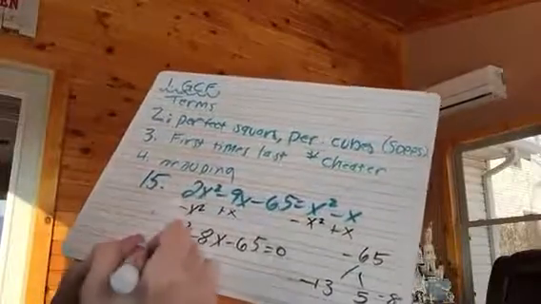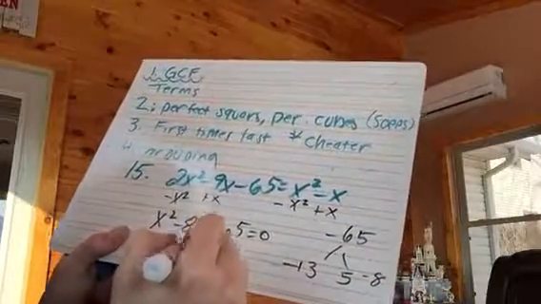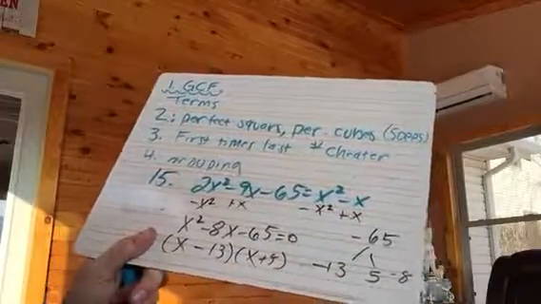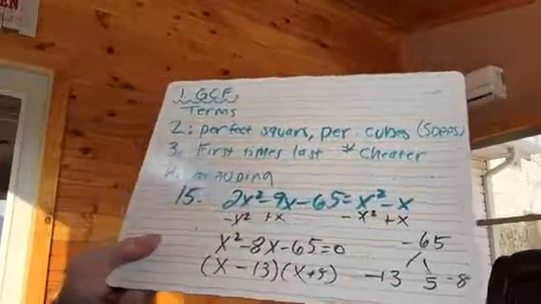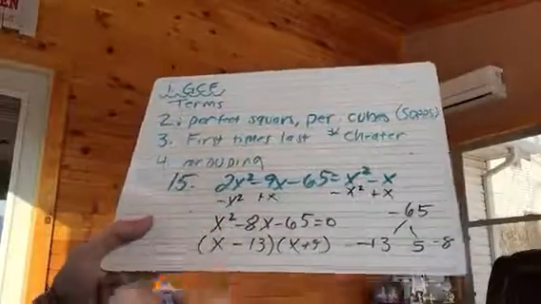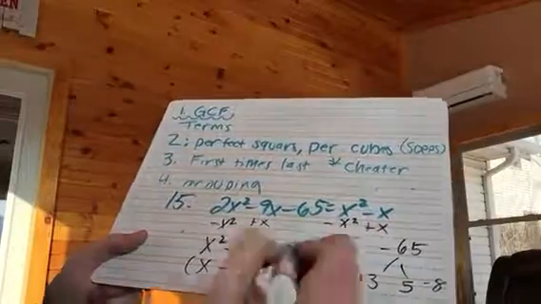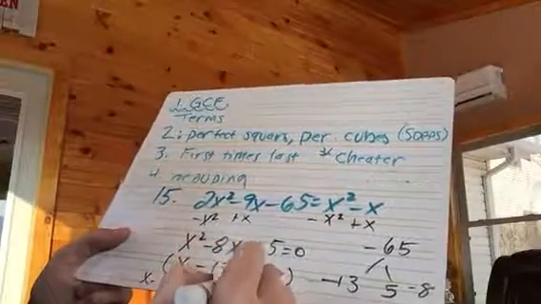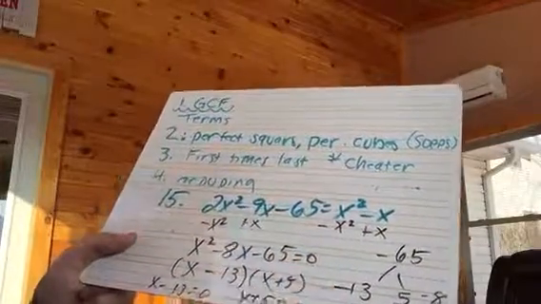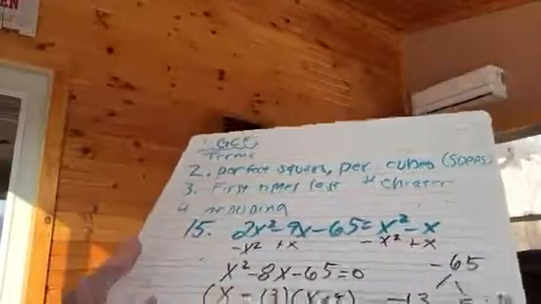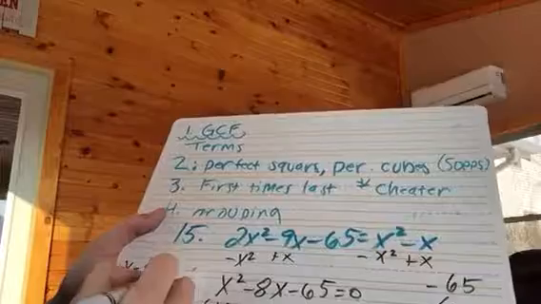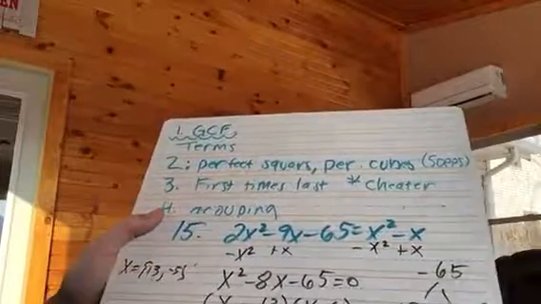So since this is a cheater problem, x minus 13, x plus 5 can go right in the parentheses. But remember, we are setting those to 0, so we do have to flip it. That's the number one mistake in these problems, is forgetting that this is equal to 0. So x minus 13 equals 0 and x plus 5 equals 0. So then my solution set for this problem would be x is equal to positive 13 and negative 5.